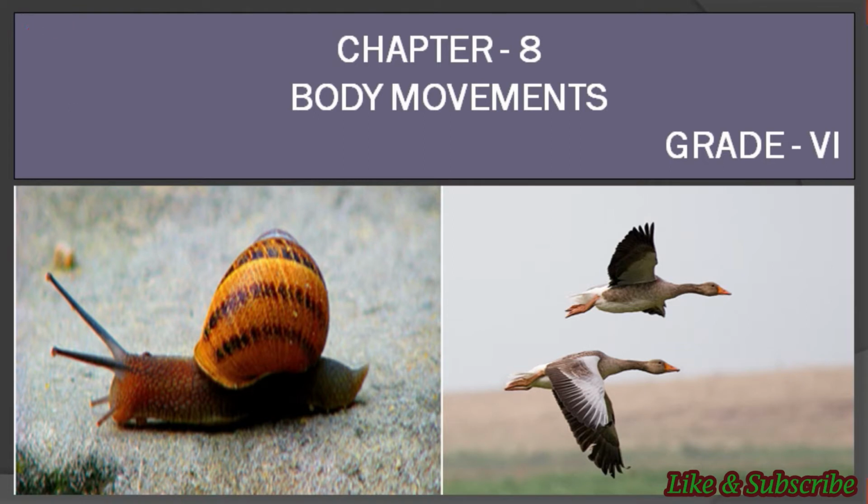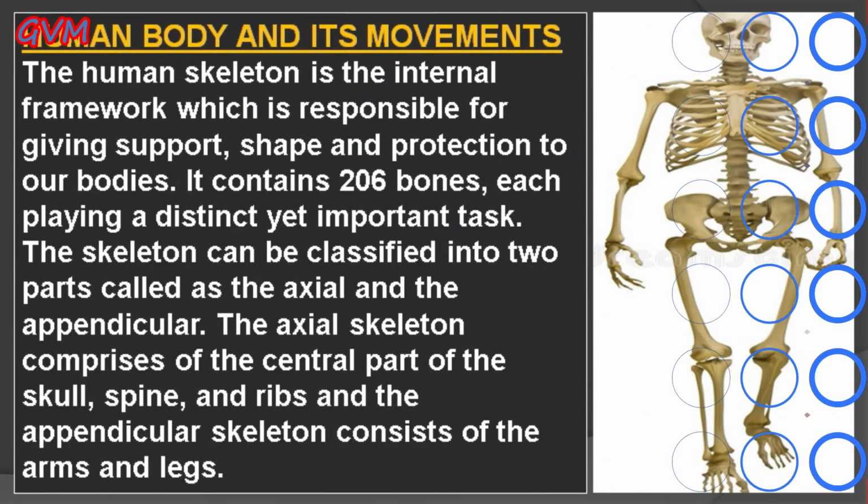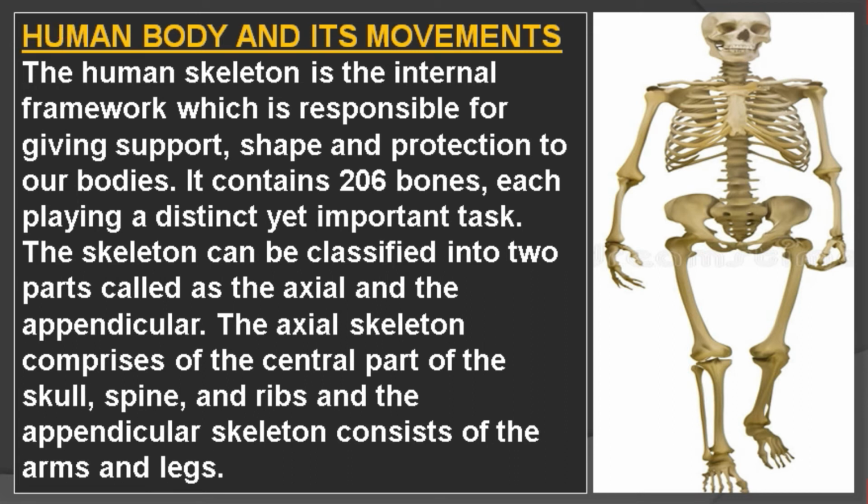Now students, can you answer me what in our body helps us to make movements of different parts of our body? Students, there are different kinds of joints in our body that help us carry out different movements and activities. So in this chapter, different kinds of animals and their specific types of movements are presented, and we are going to learn and discuss all these different movements in different animals. So let's start. Now students, the first topic of this chapter is human body and its movements.